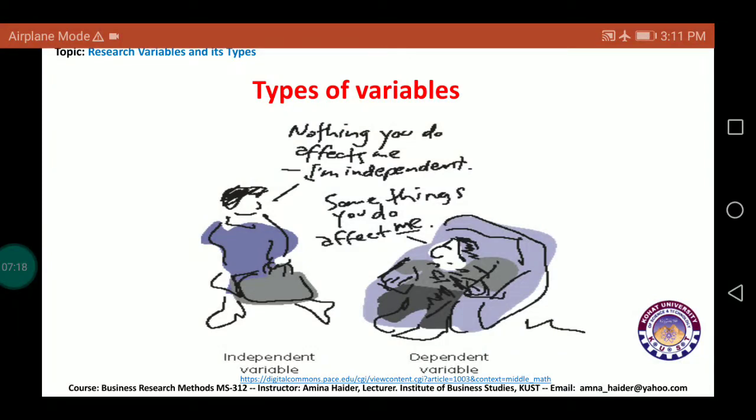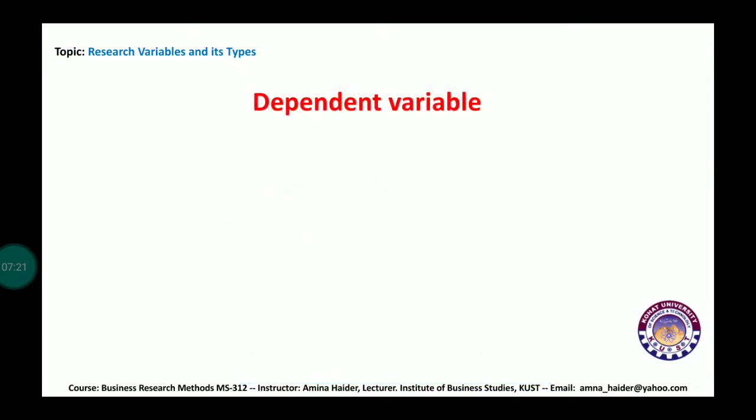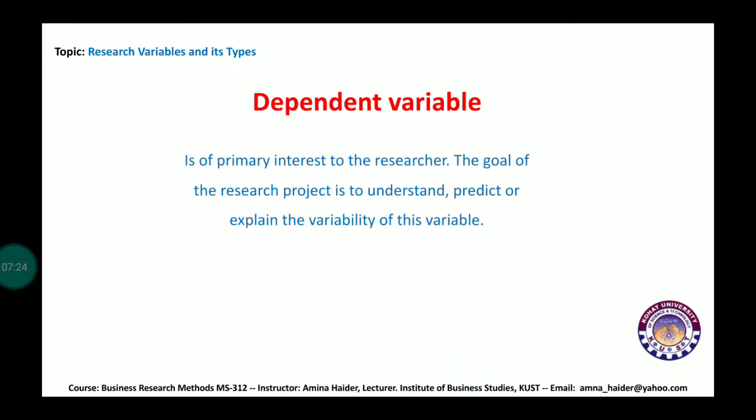So moving back towards our topics, dependent variable. Dependent variable is of primary interest to the researcher. The goal of the research project is to understand, predict, or explain the variability of this variable. This variable is affected by another variable.